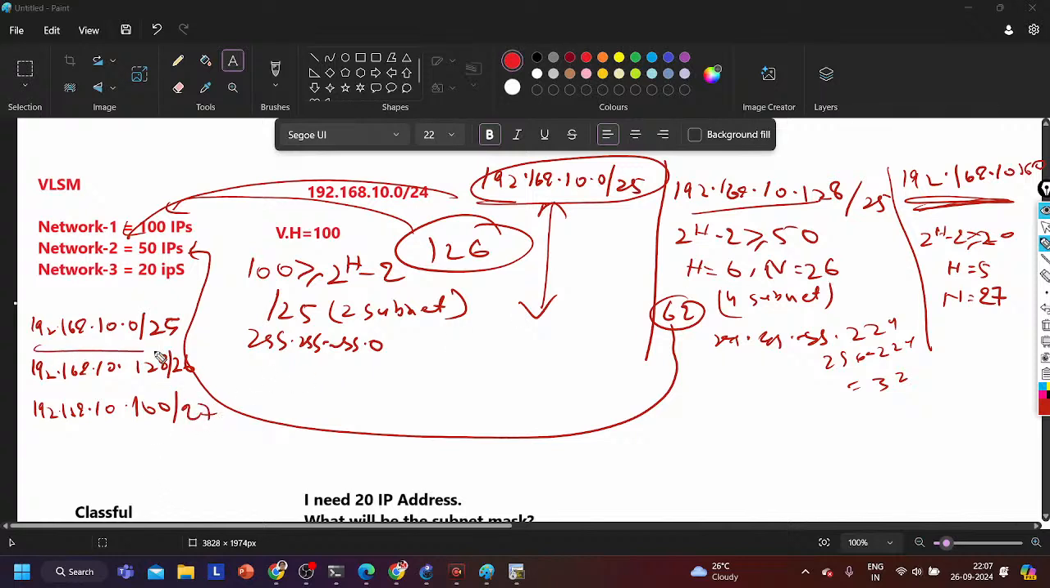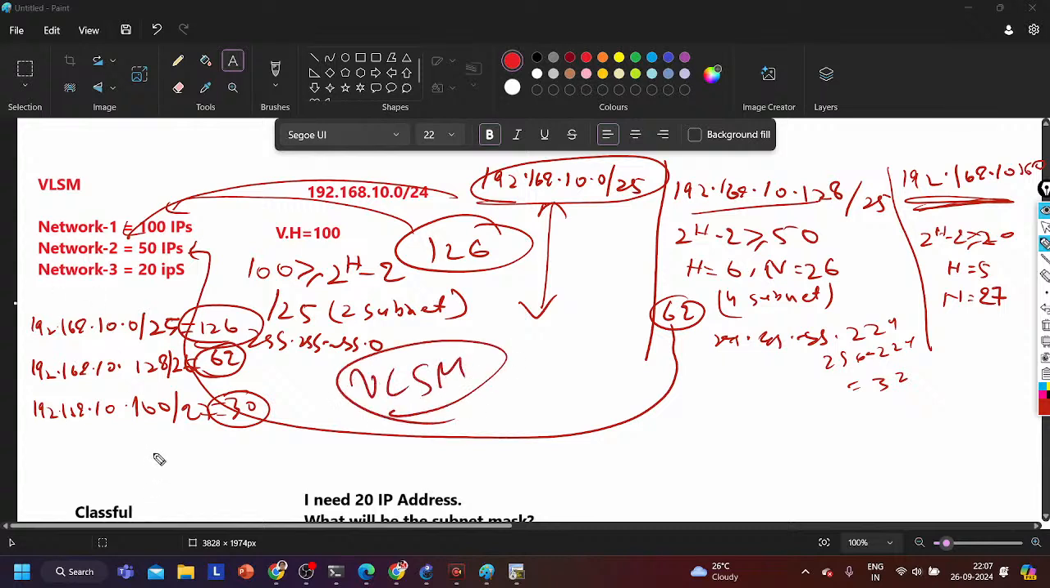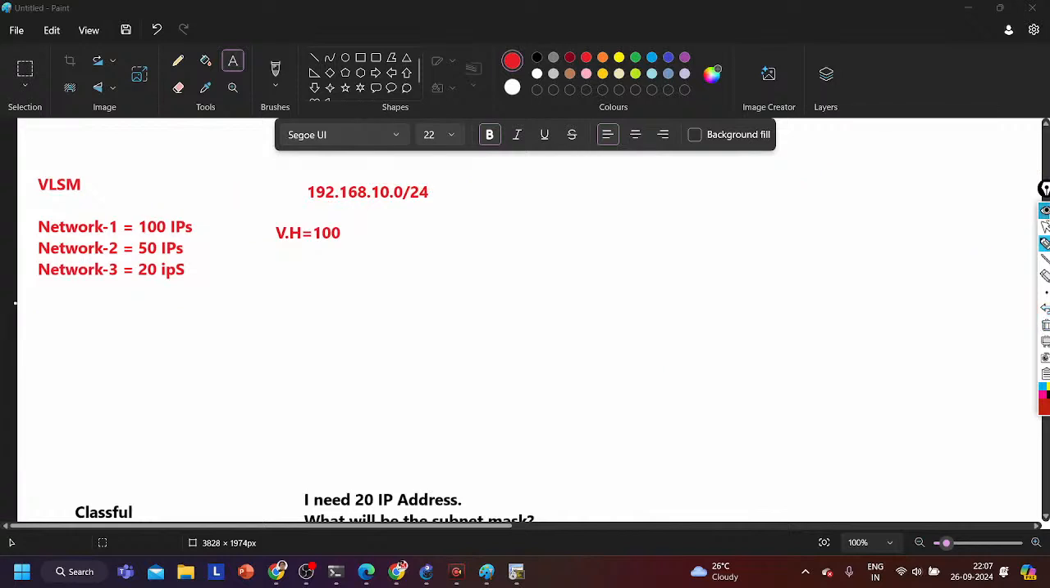Now you can see the number of valid IP addresses in each subnet is variable, not the same, right? In this network we have how many IPs? 126. Here how many IPs? 62. Here how many IPs? 30. Right? So we have 10 extra IPs in the third network, 12 extra IPs in network 2, and 26 extra IPs in network 1. This is nothing but VLSM. The length of each subnet is variable. So I have covered subnetting, FLSM as well as VLSM.